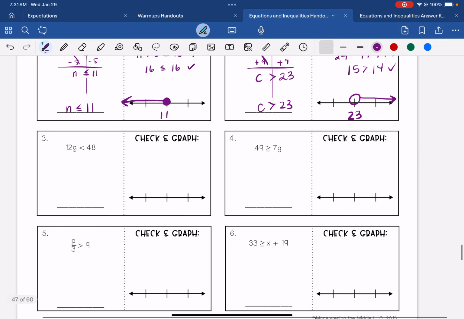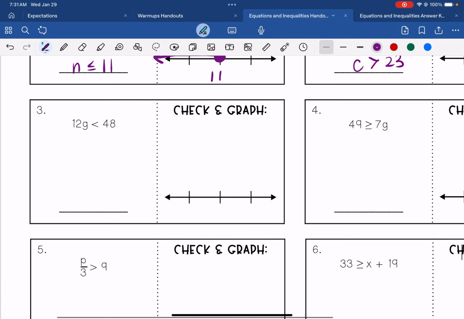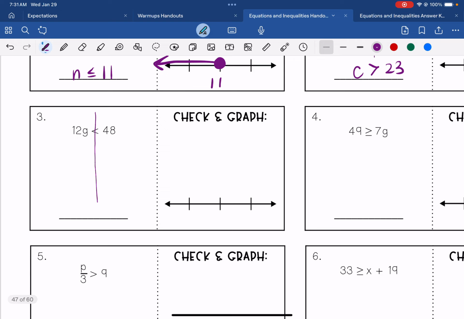Number 3, this time we have multiplication. Variable is still on the left-hand side. I'm going to draw my line down it. So we have 12g is less than 48. I'm going to divide both sides by 12 since I have multiplication, and that's the inverse operation. 12 divided by 12 is 1, so we get 1g, or just g. So g is less than 48 divided by 12, which is 4. So my solution set is g is less than 4. All right, so we have to pick a number that's less than 4.